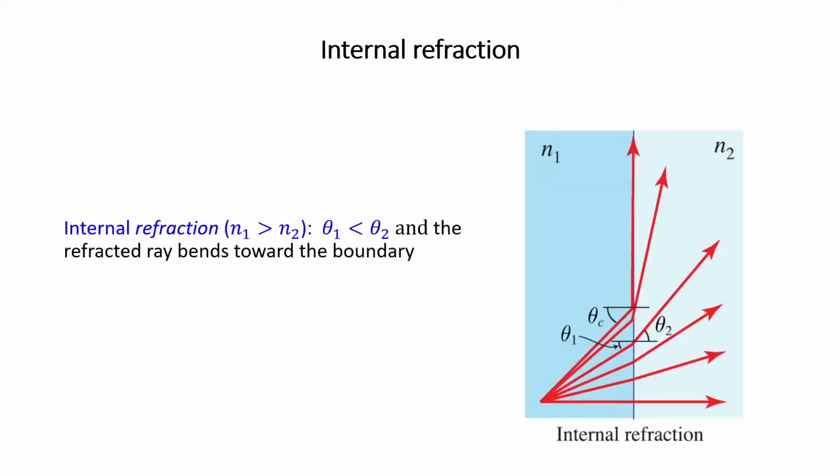On the other hand, if N1 is greater than N2, then theta 1 is less than theta 2, and the refracted rays bend toward the boundary as you see. And that's why we call it internal refraction.